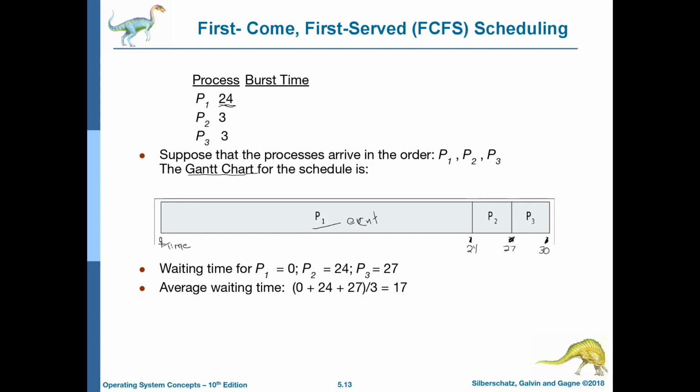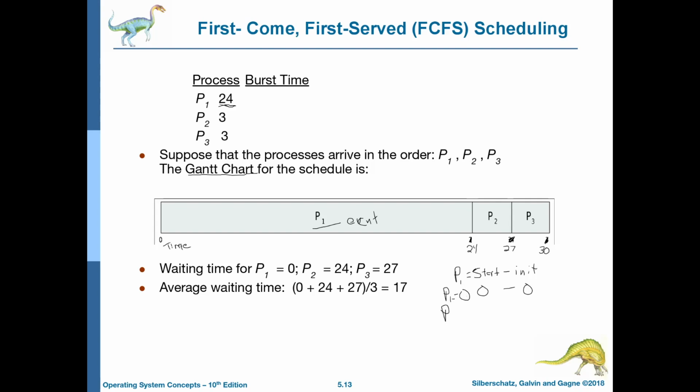Well, process 1 started at 0. So the difference is its start time minus its initialization time. It initialized at 0. It started at 0, so process 1 has a wait time of 0.